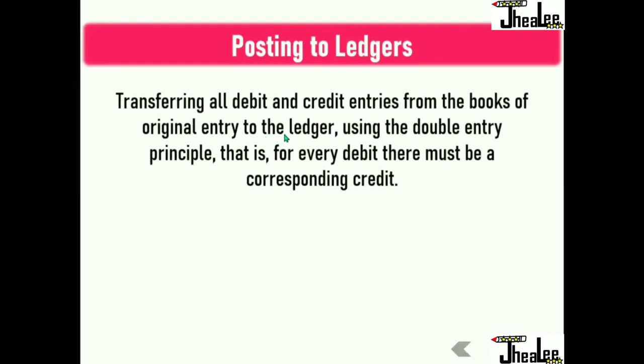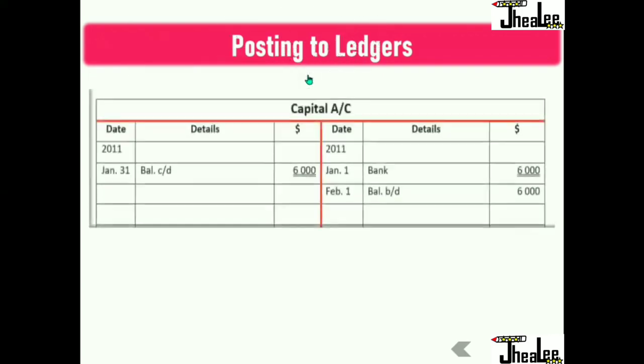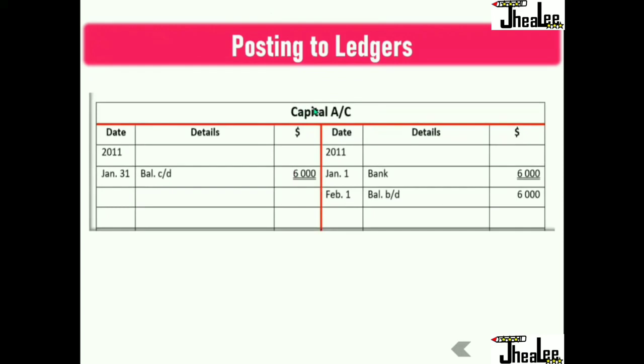That is, for every debit, there must be a corresponding credit. And to achieve this, you'll be guided by some double entry rules. Now, in preparing ledger accounts, you're doing basically T accounts, and here's an example of a T account, that is a capital account. The T is represented in red.